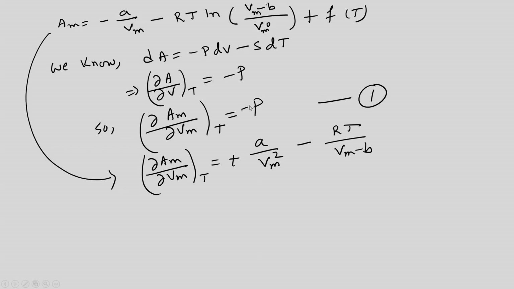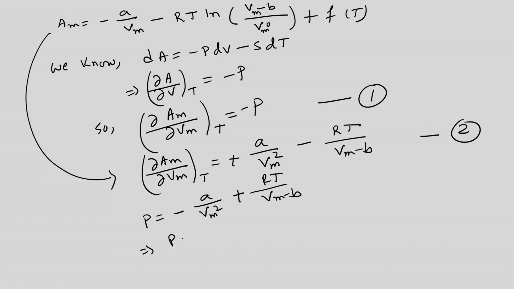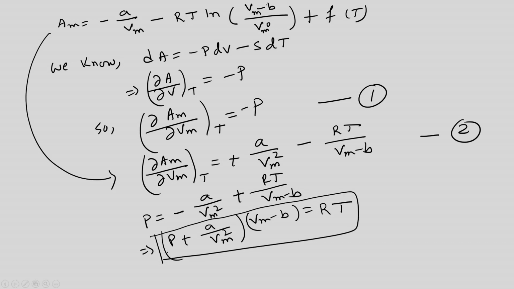If we do it, we get A by Vm to the 2 minus RT by Vm minus B, and this is our equation 2. So, we write P is minus A by Vm to the 2 plus RT by Vm minus B, or we get P plus A by Vm to the 2 times Vm minus B is RT. So, this is the gas equation of state. Very simple problem.